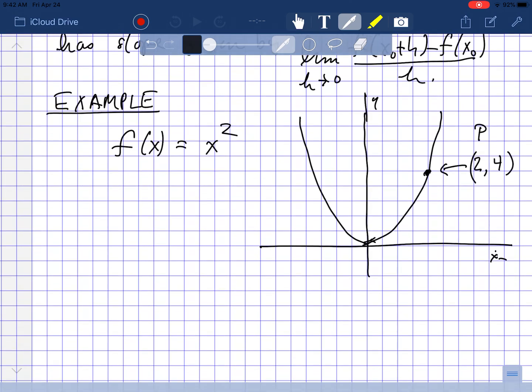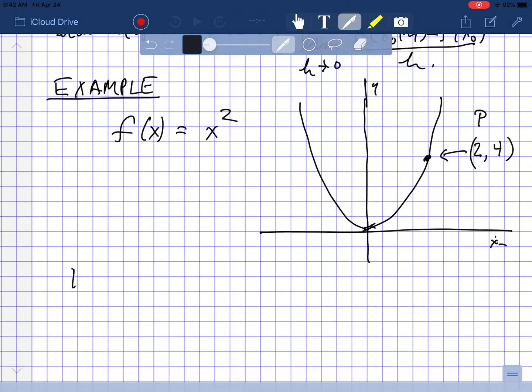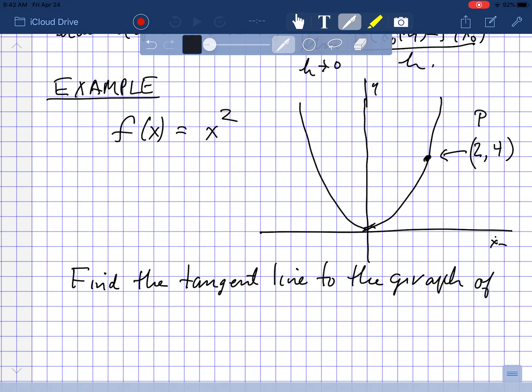Now what I want to do, so here's my problem. I want to find the tangent line to the graph of f of x equal to x squared at the point P, whose coordinates are given by 2, 4.